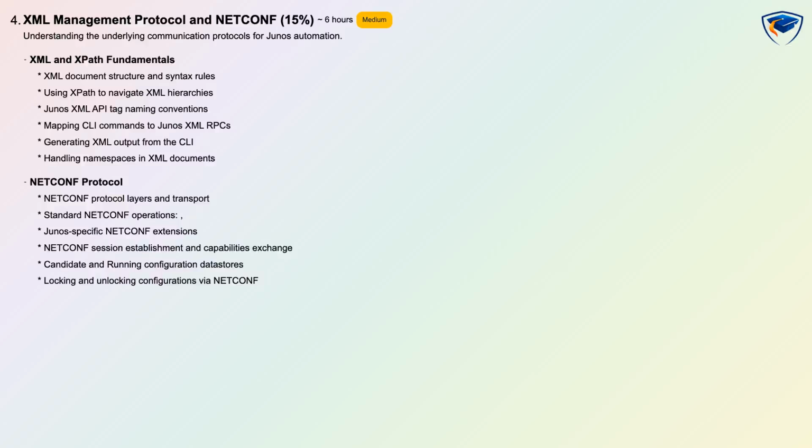The NETCONF portion covers protocol layers and transport, standard NETCONF operations such as get-config and edit-config, Junos-specific NETCONF extensions, session establishment and capabilities exchange, candidate and running data stores, and locking and unlocking configurations via NETCONF.